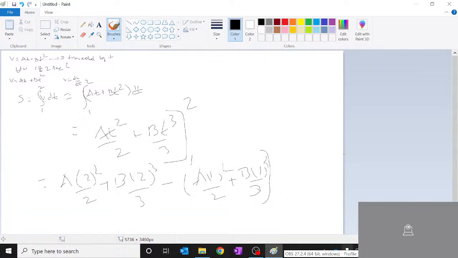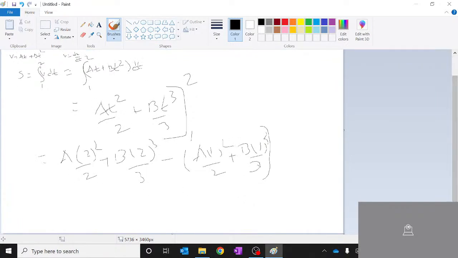So what happens to this? This is nothing but 2a plus 8b by 3, because 2 cube is 8, minus a by 2, minus b by 3, correct? Clear?